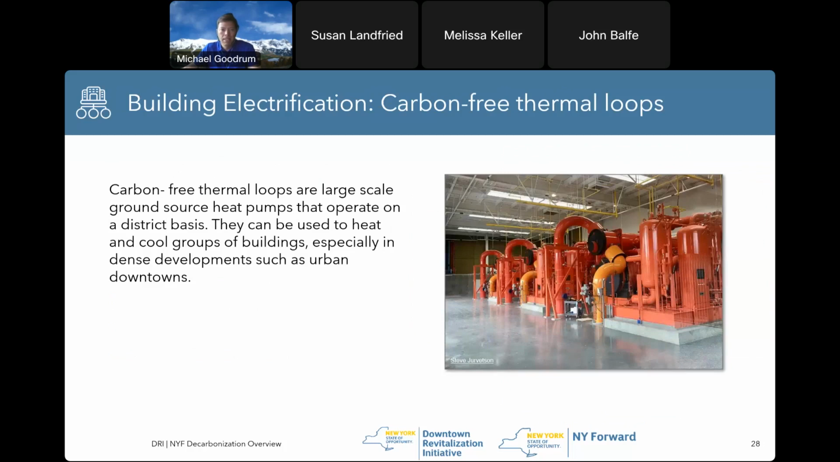And last, we don't have too many projects in DRI New York Forward that are multiple buildings or things like that. But, where you do have some where you've got a couple of buildings looking at thermal loops, which would primarily be something like ground source heat pumps that are serving multiple buildings. We do have a project in round 5 that's looking at that. So it is an option, or, if you have like a campus or something like that.